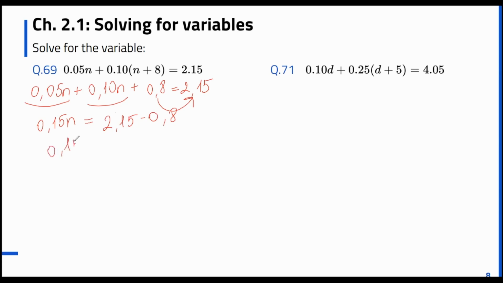We bring this to the other side of the equation symbol, and we have 215 minus 80. So we have 0.15n equals 135. Here we can approach with different methods. You can multiply everything by 100 and you will get common numbers. So 15n equals 135. If you know how many 15s are in 135, you can solve this way, or you can manually divide 135 by 15. Let's do this.